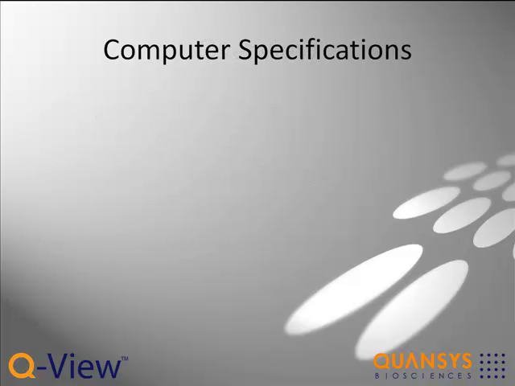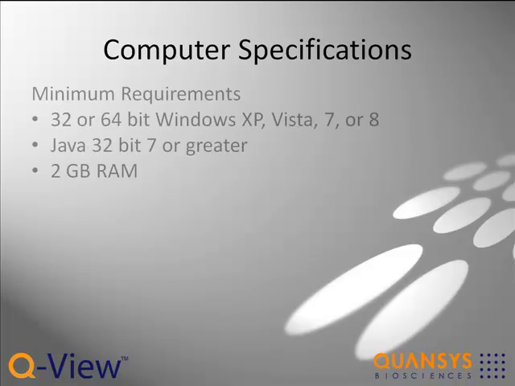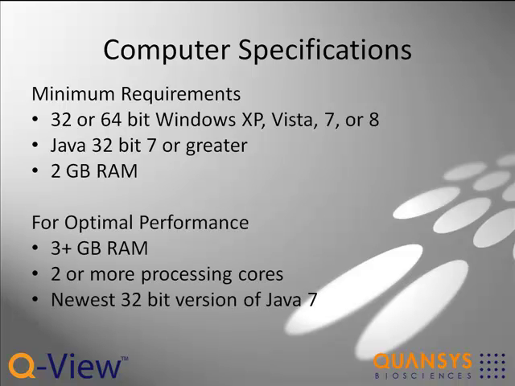Before you install the Q-View software, please be sure that you are working on a PC with the following minimum specifications. The operating system must be Windows XP, Vista, Windows 7 or 8, and can be either 32 or 64-bit. The 32-bit version of Java 7.0 or greater must be installed. 2 GB of RAM are also required. For optimal performance, your PC should meet or exceed 3 or more gigabytes of RAM, 2 or more processing cores, and the newest 32-bit version of Java 7.0 or greater.